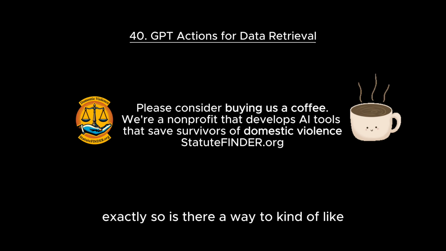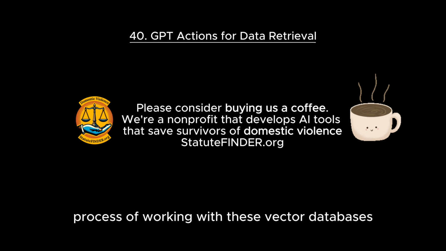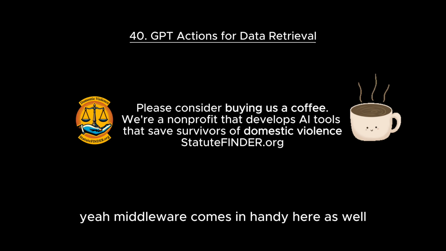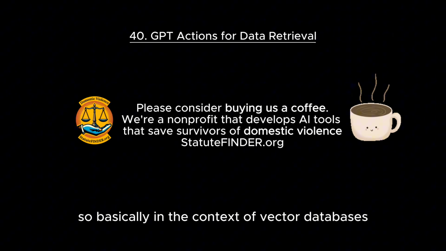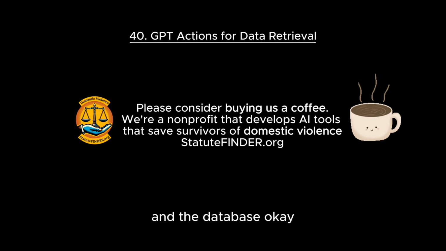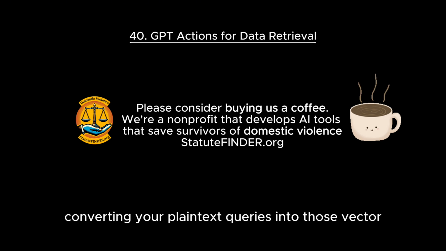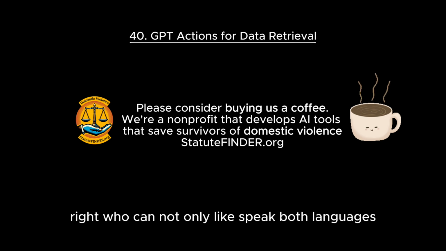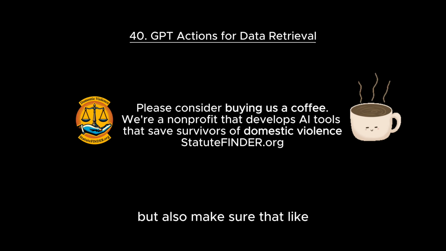Exactly. So is there a way to streamline this whole process of working with vector databases? They sound pretty complex. Yeah, middleware comes in handy here as well. In the context of vector databases, middleware acts as a bridge between the GPT and the database. It does two main things. One is it provides access to the vector database through an API. The second is it handles the process of converting your plain text queries into those vector embeddings we talked about. So it's like having a dedicated translator who can not only speak both languages, but also make sure the right people have access to the right information.